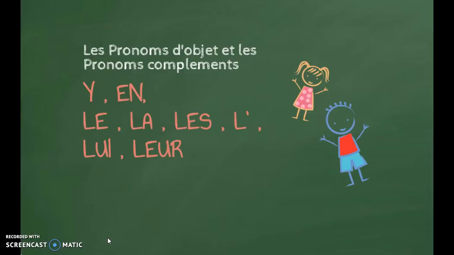Today we're going to talk about les pronoms d'objet et les pronoms compléments. Now les pronoms d'objet are the first two ones, y and en, and we have been talking about these for a few days now. We've done a lot of activities in class, and after I show you some examples, I'm going to talk about the rest of the pronouns, les pronoms compléments: le, la, les, l', lui, et leur. But first, let me show you some examples with the first two, y and en.